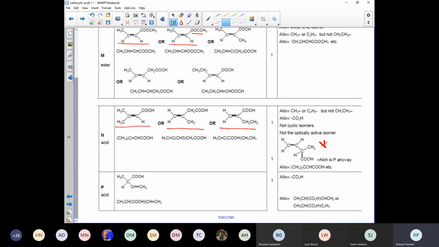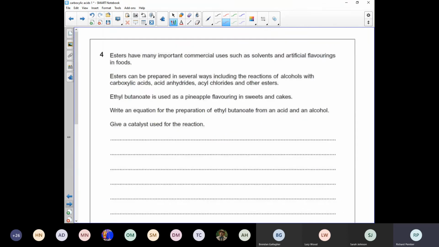And then there's our answer to P. And again, that was the only thing that was permissible for P. Okay, jolly good. Let's move on. So there's a slightly easier question 4 compared to 3, but this is a case of where there's only going to be one right answer.